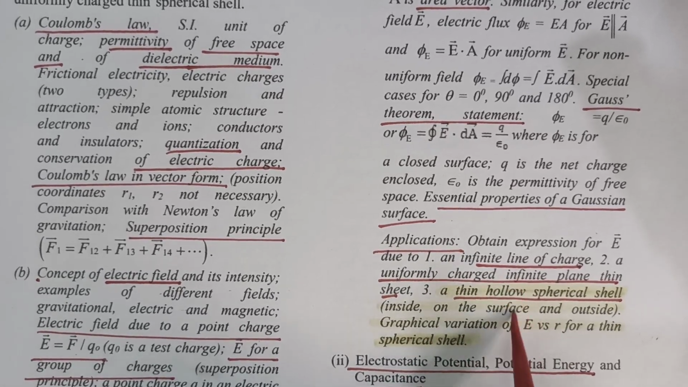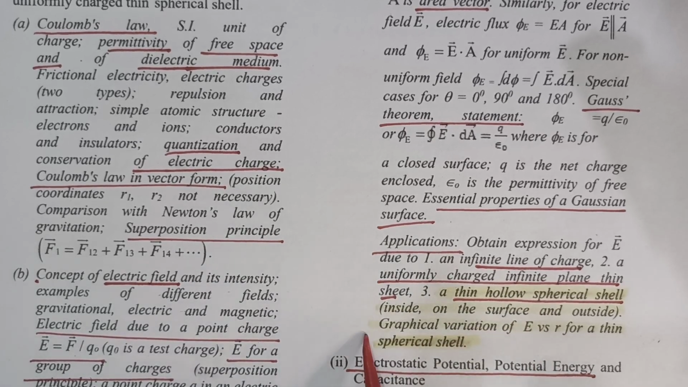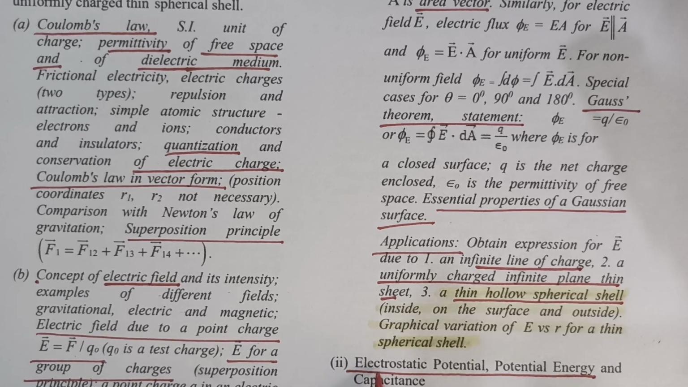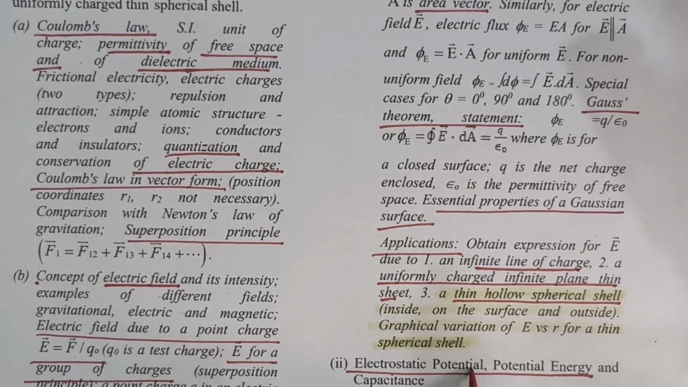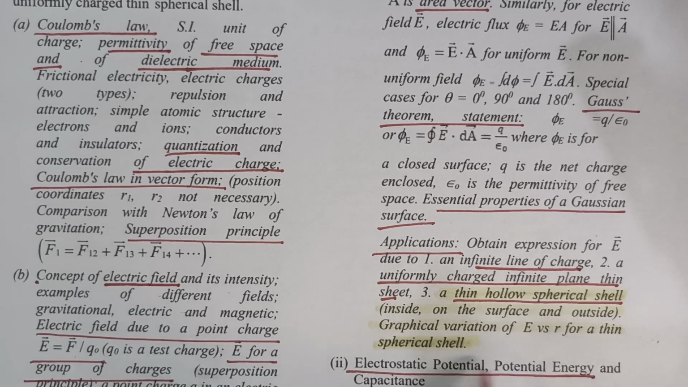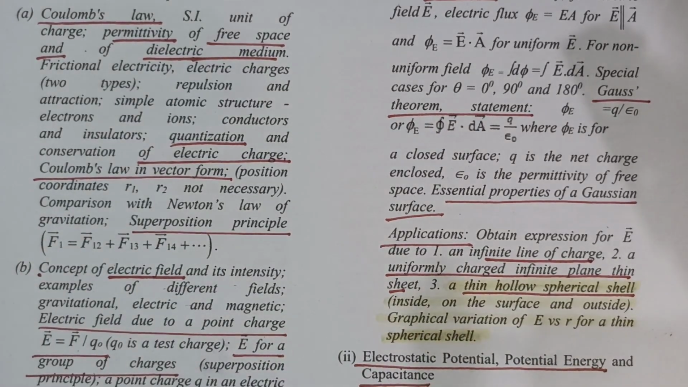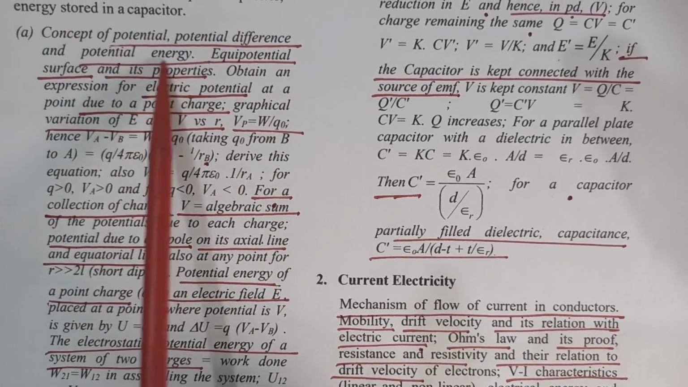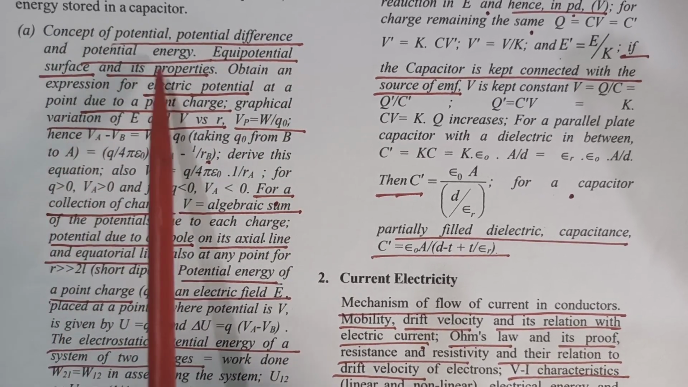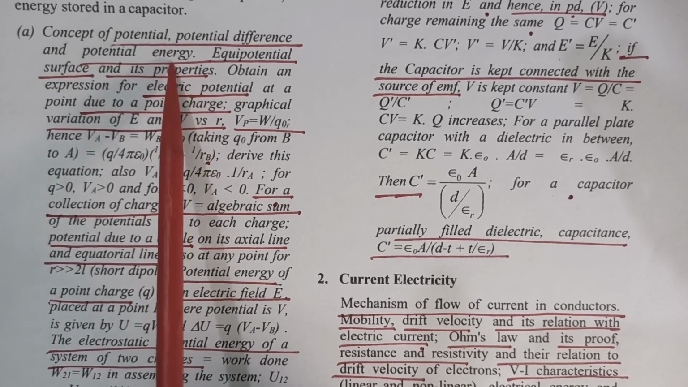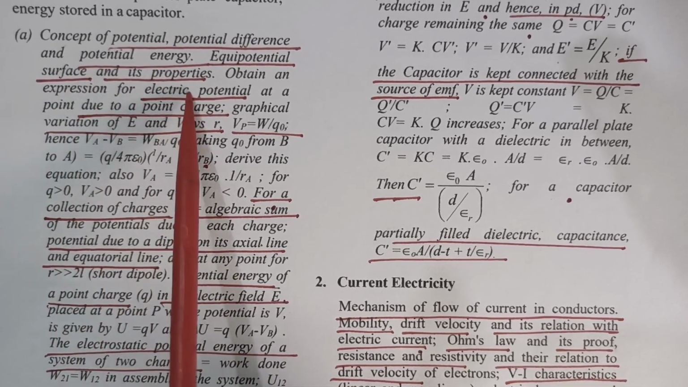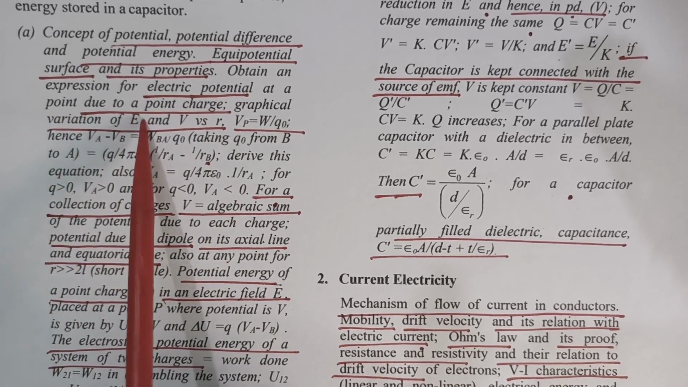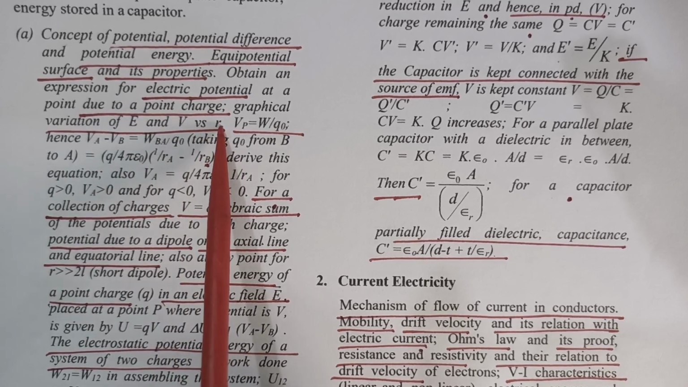So this part, the shaded part, was not in the reduced syllabus of the previous year, but this year it is very much in the syllabus. After that, the next topic is electrostatic potential and potential energy, and along with it the topic of capacitance. Now observe the specific topics here: the concept of potential, potential difference and potential energy, equipotential surfaces and their properties. After that, you have to derive the expression for electric potential due to a point charge. Then the graphical variation of electric field and potential with distance r.